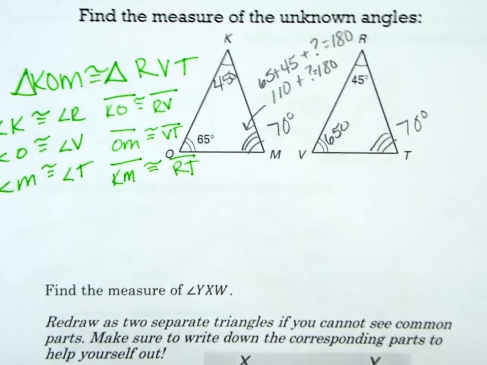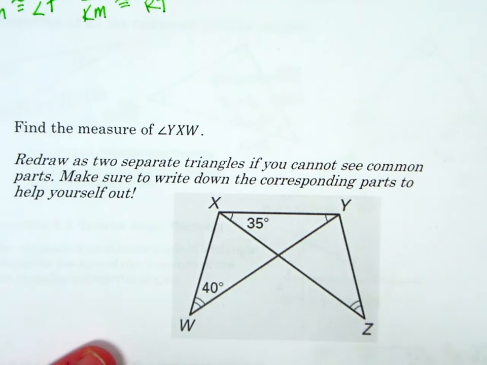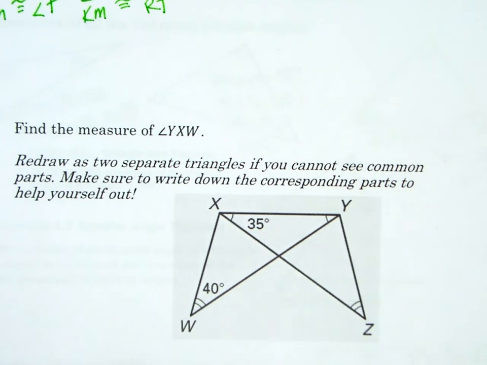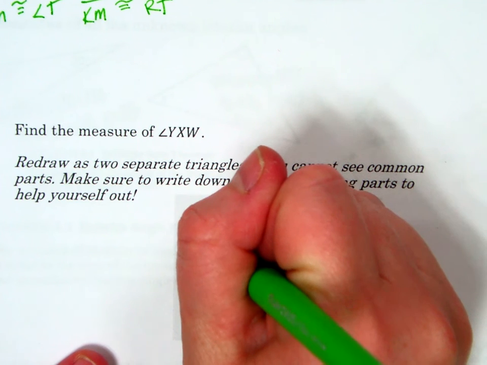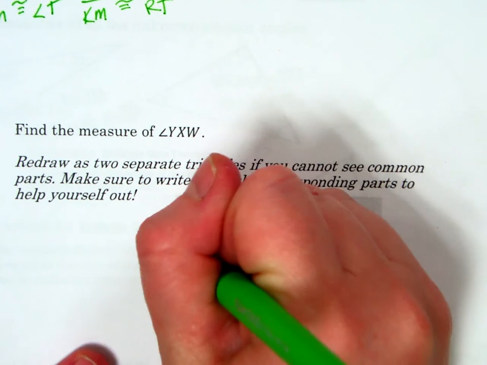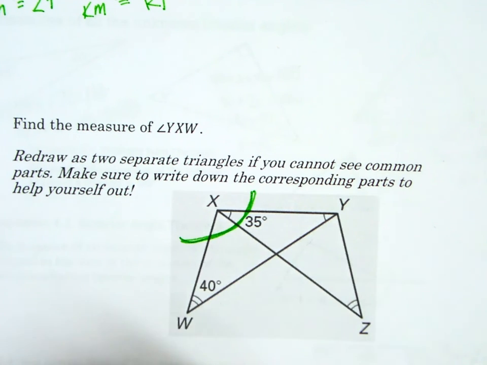Alright, so finding the measurement of angle YXW. Angle YXW is over here. It's this really big angle here. It covers the whole thing. I don't see the picture right away, and so what I'm going to do is redraw it out. It's just going to be a sketch.